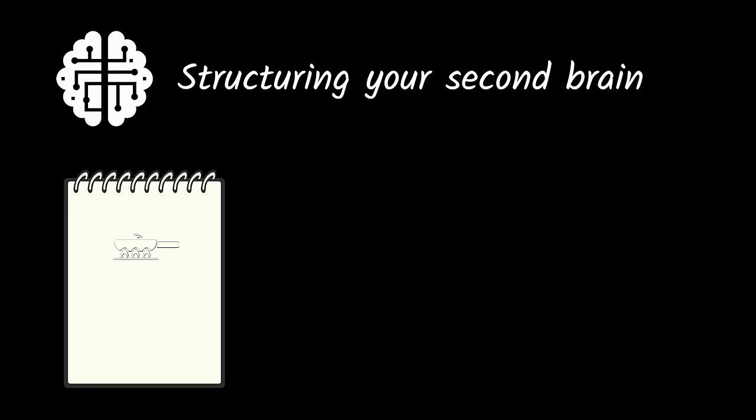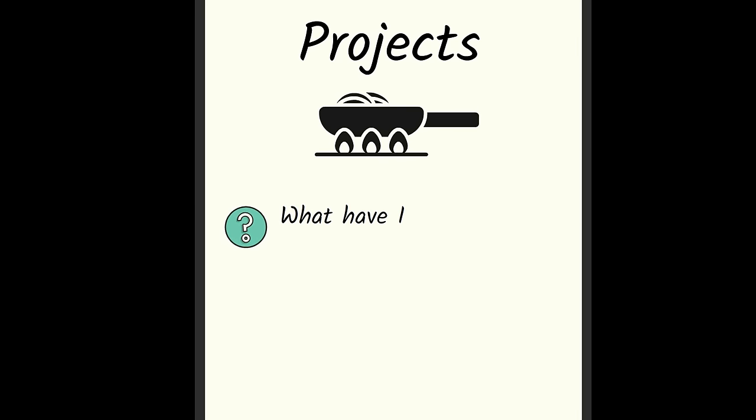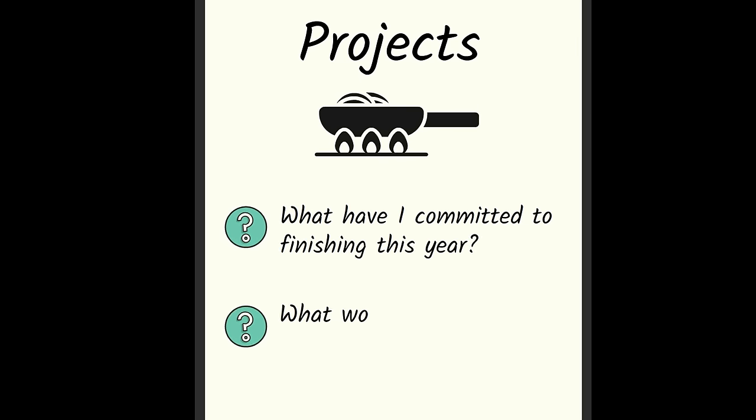All right, now that we've gone over the system, let's get started structuring your second brain. First, determine what meals you are cooking on the stove. That is, what project notebooks should be in your projects section of your second brain. Ask yourself, what have I committed to finishing this year? And what work assignments do I need to complete?